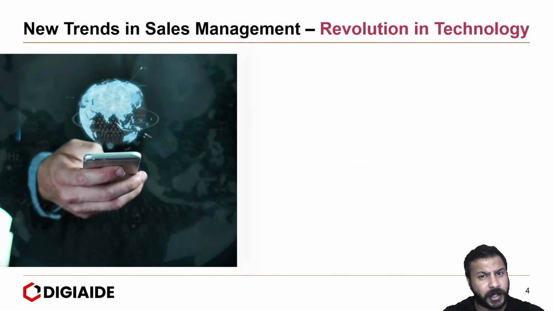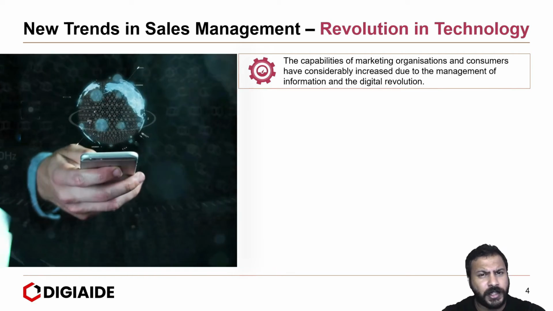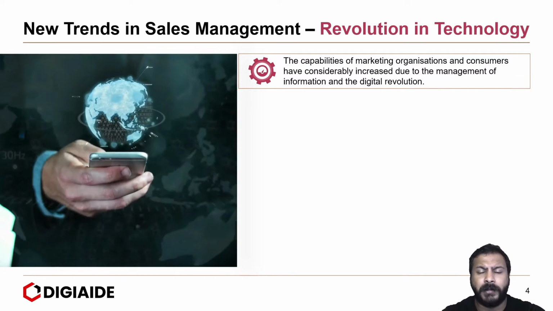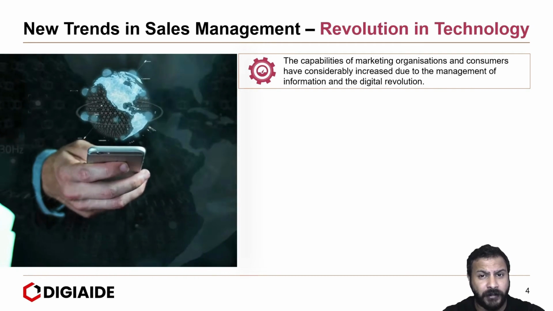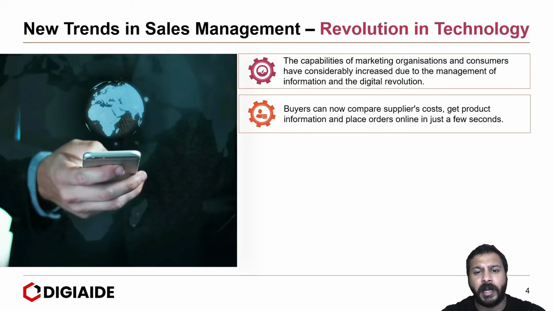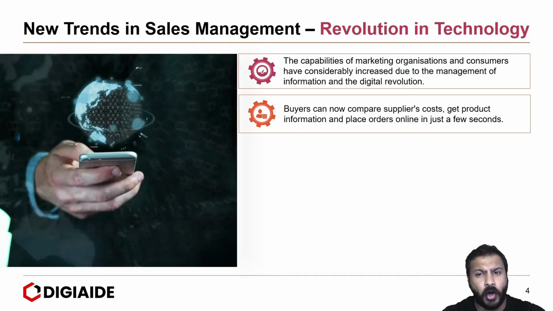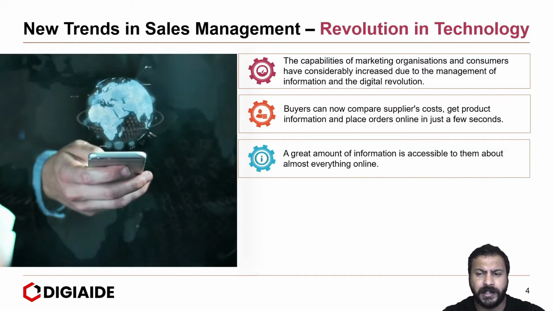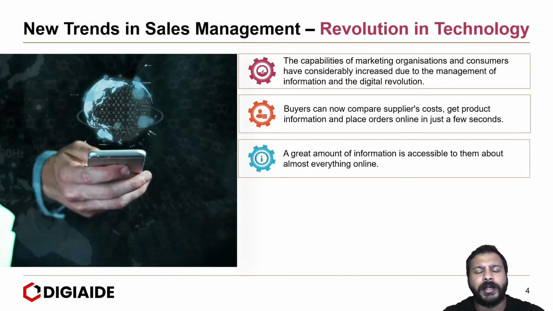Next, revolution in technology. The capabilities of marketing organizations and consumers have considerably increased due to the management of information and the digital revolution. Buyers can now compare suppliers' costs, get product information, and place orders online in just a few seconds. A great amount of information is accessible to them about almost everything online.